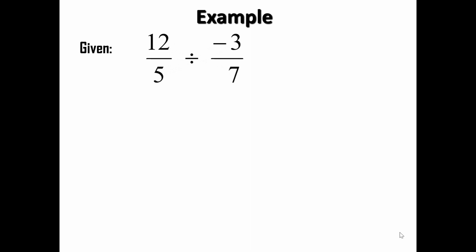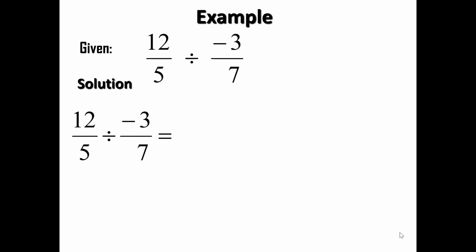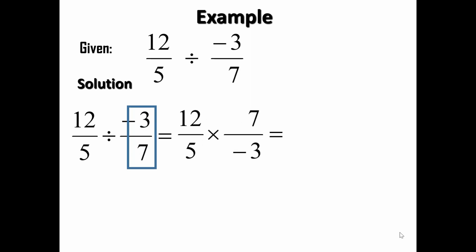Example, again, 12 over 5 divided by negative 3 over 7. So again, meron tayong negative sign in negative 3 over 7. So then, kukunin natin yung negative 3 over 7 at kunin natin yung kanyang reciprocal and then change natin yung sign. 12 over 5 now times, then reciprocal 7 over negative 3.